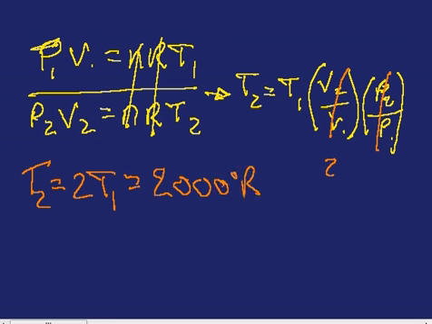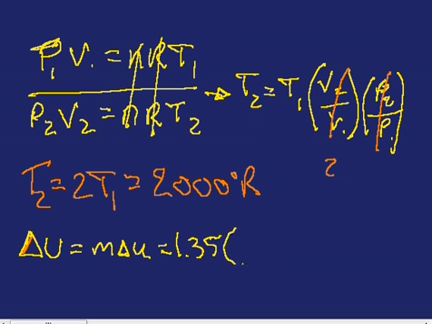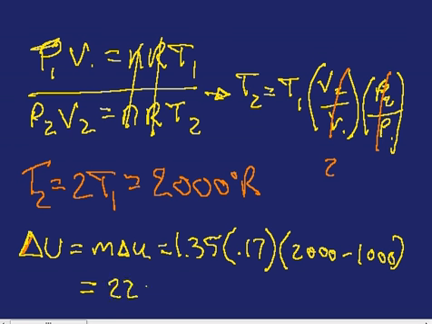Now you always have to be very careful and make sure you're in absolute temperature when you're doing these calculations. So we have delta U. Delta U is equal to m times the specific delta U, and m was 1.35. Delta U for an ideal gas is CV delta T, so CV is 0.17, and delta T was 2,000 minus 1,000. We come up with delta U equal to about 229.5 BTUs.